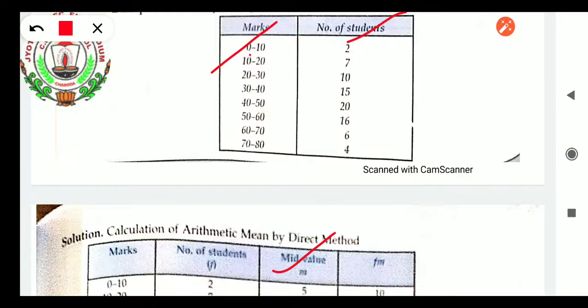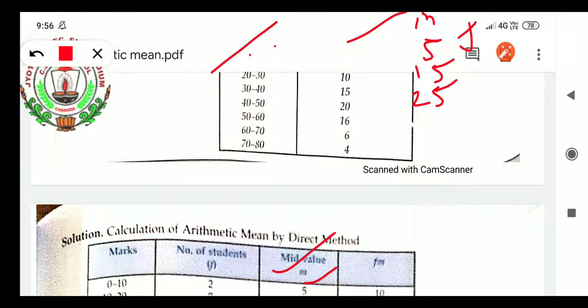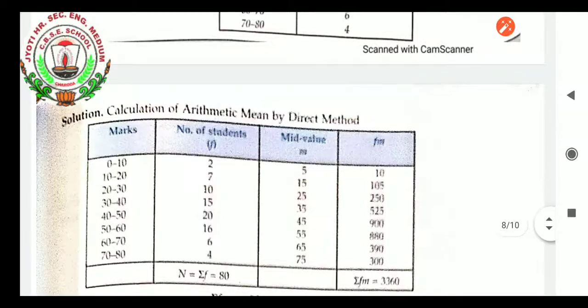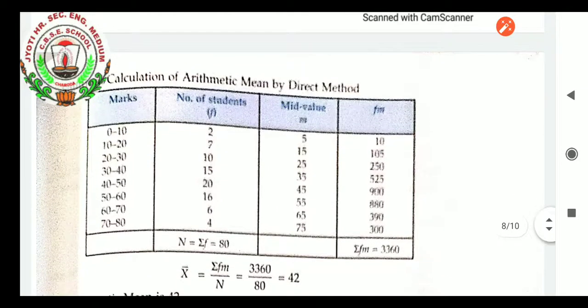0 plus 10, 10 divided by 2, 5. 10 to 20: 10 plus 20, 30 divided by 2, 15. 20 plus 30, 50, 50 upon 2, 25. So let us check our mid values are correct or not. After mid values come, we will multiply these mid values with the frequency f, so that we get fm. This is the students column. You can see the data.